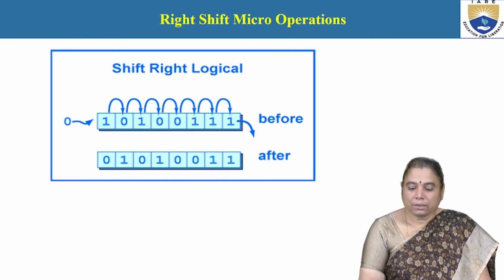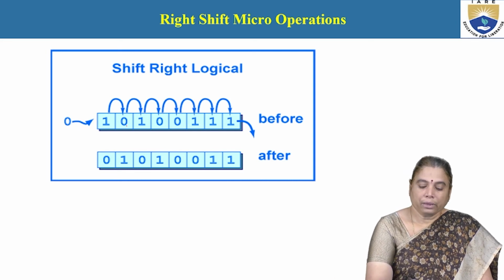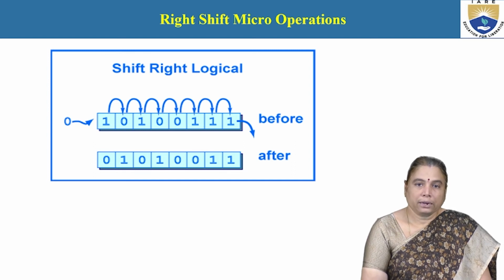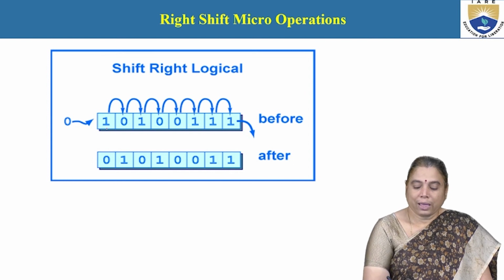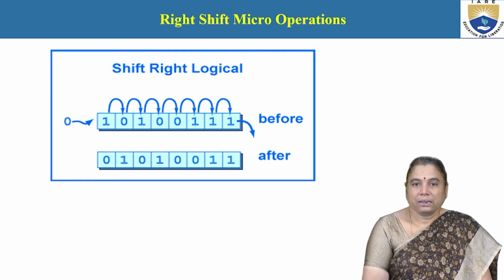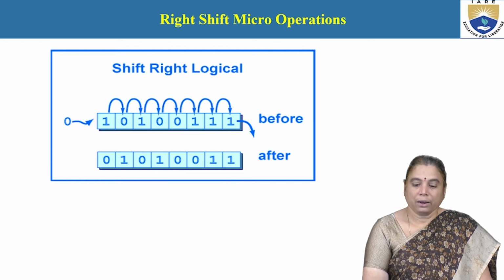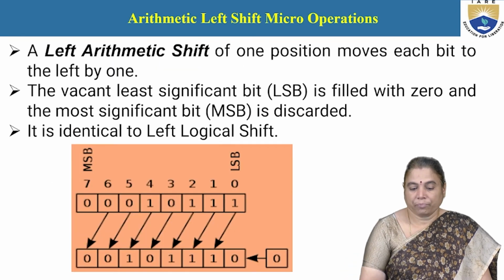What is the logical right shift operation? So here the bits can be moved rightwards. The empty position can be created at the MSB and filled with 0, and the LSB bit position can be discarded. So there is a loss of information or data in the case of a logical shift micro operation.